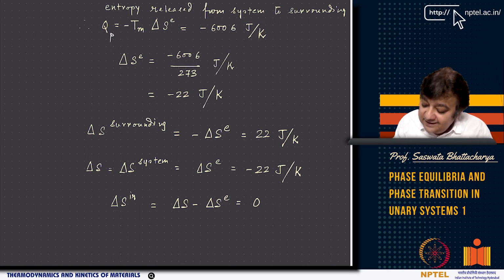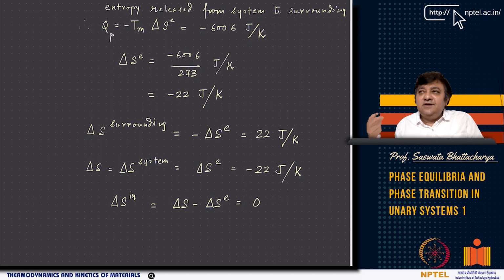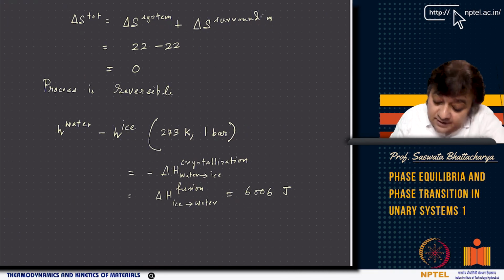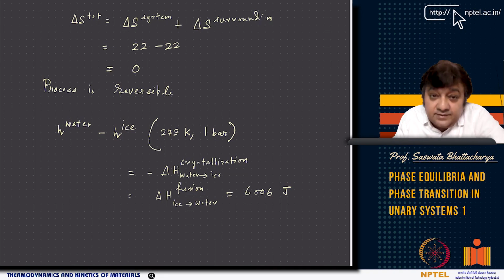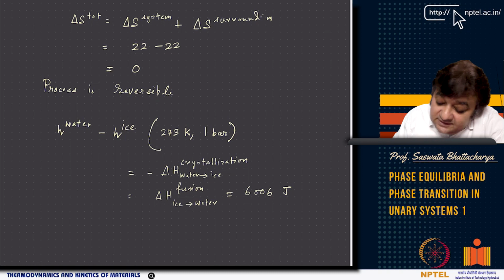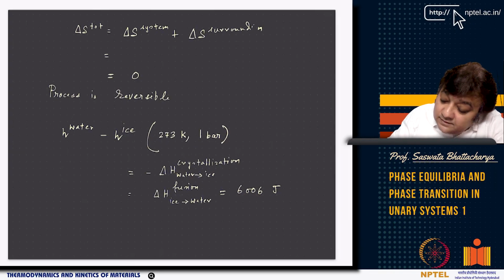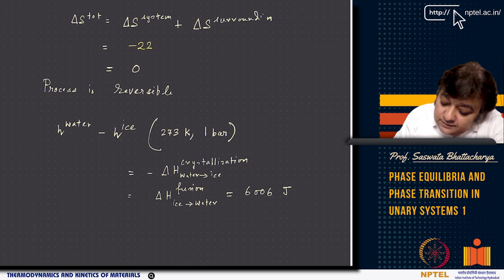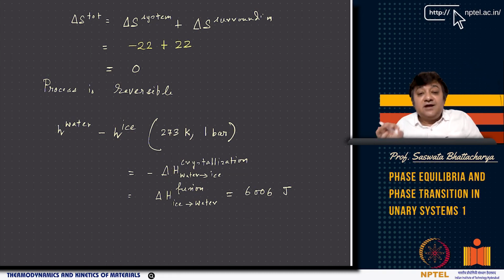Now if you see, you have delta S system, which is minus 22, and you have delta S irreversible, which is delta S minus delta S system, which has to be 0. So for a reversible process, the irreversible component of entropy, or the entropy produced, has to be 0. Now this delta S total, which is delta S system plus delta S surrounding, is minus 22 inside the system and plus 22 inside the surrounding. So minus 22 plus 22 is equal to 0.